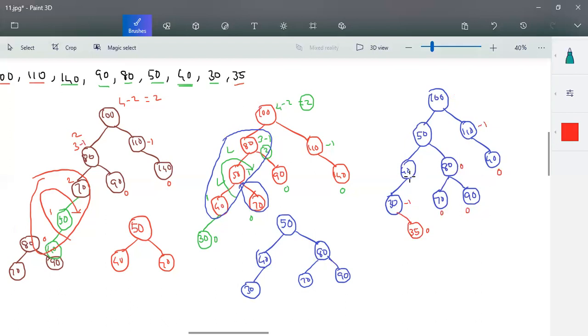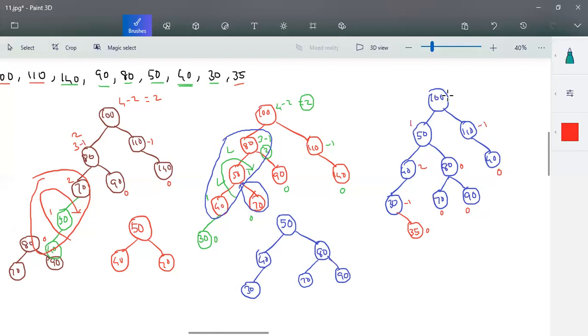And for 40, left subtree height is 2 and right subtree it is 0. So it is 2 here. And for 50, what is the balance factor? It is 1, 2, 3 over left and 1, 2 over right. So the balance factor is 1.